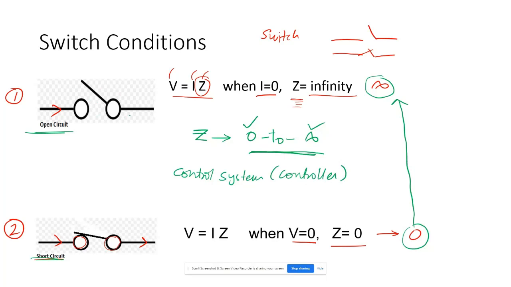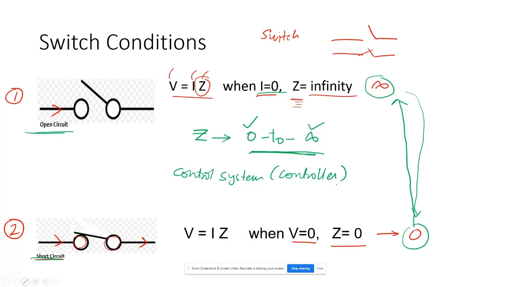or that can control the percentage conduction of the switch up to certain instants, not only for Z equal to 0 or Z equal to infinity, it can control from 0 to infinity. So you can design it in that way. So there is a need for a control system.